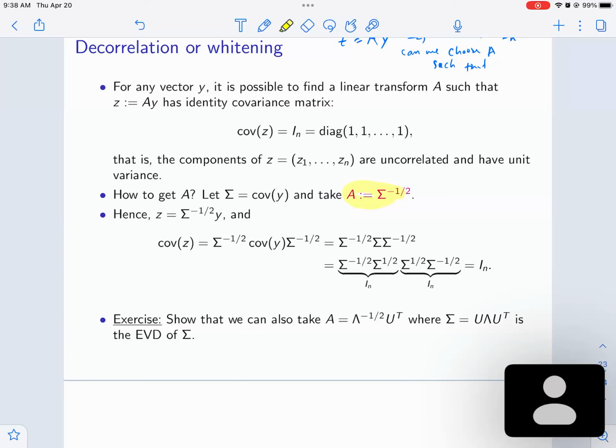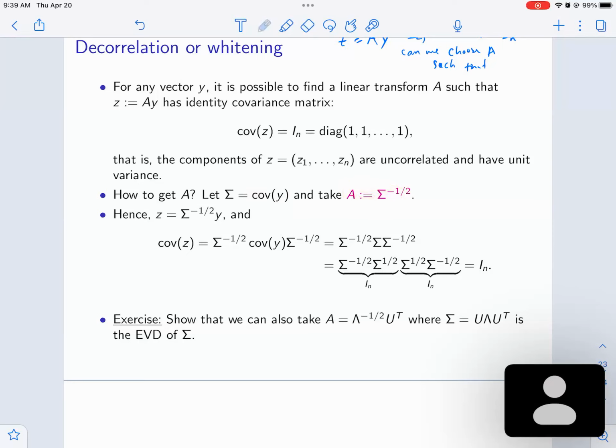If you remember what sigma 1/2 was, does anyone remember? Sigma 1/2 was the square root of the covariance matrix. Basically, you took the square root, and if you multiply sigma 1/2 by sigma 1/2, you get sigma. Sigma here is the covariance matrix of y.